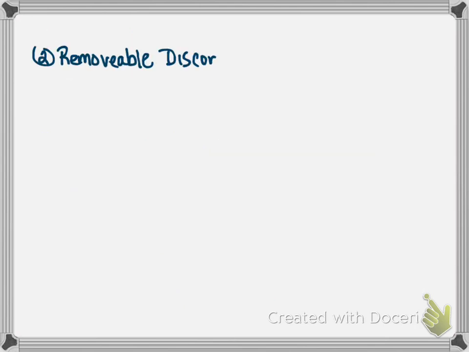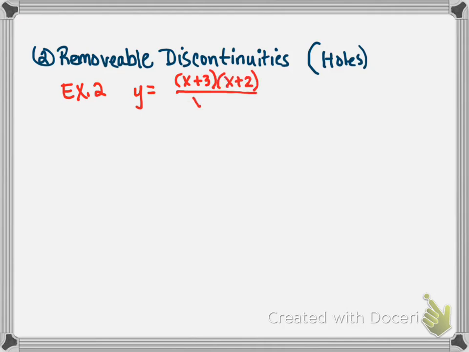The second type are called removable discontinuities. We often call these holes, and you'll see why momentarily. For example, if we've got y equals x plus 3 times x plus 2 over x plus 2, we see a factor that cancels in both the numerator and the denominator. When this happens, we want to set that factor that cancels equal to 0 and solve for x. Here we get x equals negative 2. If we do cancel that factor, we get the function y equals x plus 3.